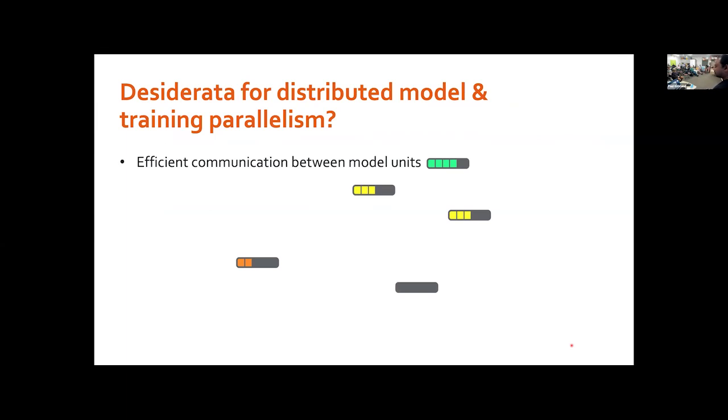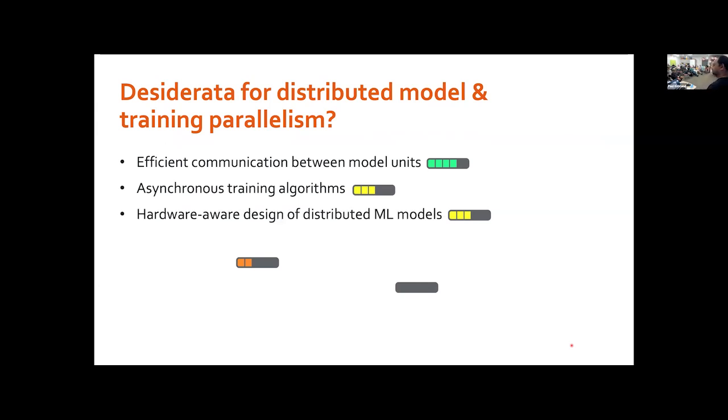So I wrote down some items for distributed model and training parallelism. There are some of these things which we already have, things like efficient communication between model units. Asynchronous training algorithms do exist, but there are only a few people working on this. One of them is a group at Google trying to train models across data centers, right? They have these asynchronous training algorithms where they distribute large models across different data centers across the world, partition the data between these data centers, train them locally and communicate, and then you end up with this larger model.